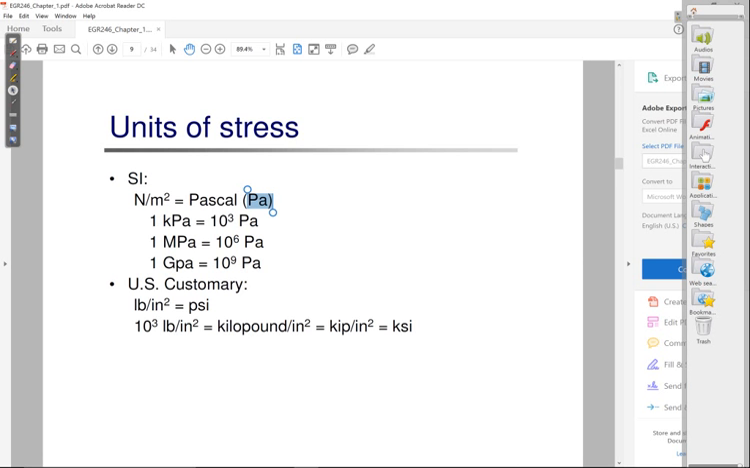Does that mean that you are incorrect if you express your answer in terms of pascals, like 400 times 10 to the 6 pascals? No. That certainly mathematically is not incorrect. However, you probably want to get used to this idea of using these prefixes because that's what most engineers out in the field use. All right, so that's the SI system.